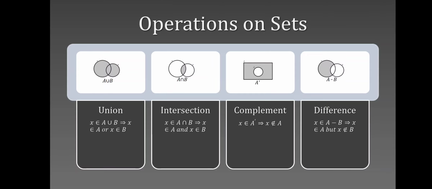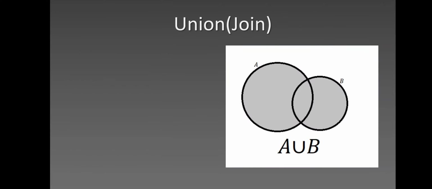We are going to deal with these operations a little bit more elaborately. So let us take the first one, that is union. Union is also called join, and it is pretty obvious why it is called join, because you are joining the two sets together. That is how the name has come.